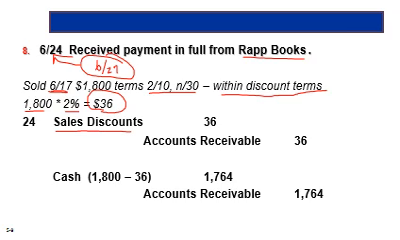So 1,800 times 2% is $36. So we record a sales discount, which is going to decrease our accounts receivable. So we have a sales discount gets a debit, accounts receivable gets decreased. And the amount of cash we're going to collect is the amount 1,800 minus the 36, so 1,764, and that goes against accounts receivable.